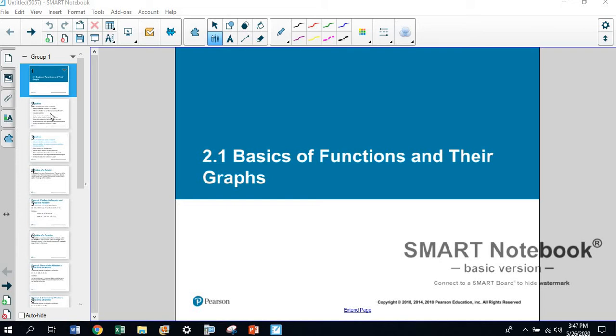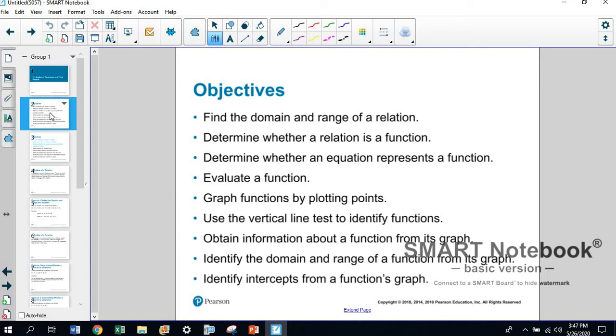Okay, so section 2.1 has a whole bunch of content in it, and so for this video we're going to deal with the first 4: finding the domain and the range of a relation, talking about what the difference is between a relation and a function, and then looking at the equations of functions and evaluating them. And then we'll deal with graphing functions later in the next video.